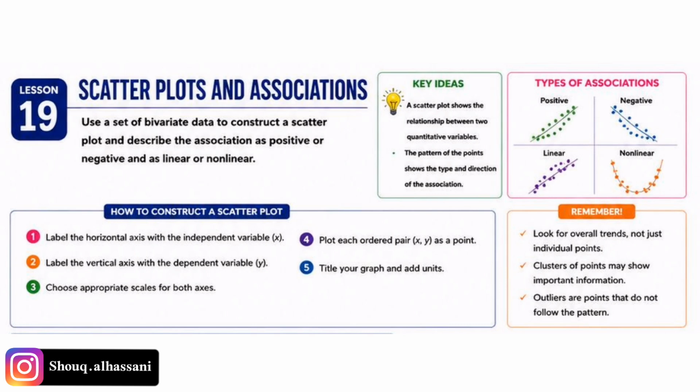Now we look at the pattern. If the points go up, it is positive. If the points go down, it is negative. If they make a straight line, it is linear. If they are curved, it is nonlinear. Sometimes there are strange points that do not fit. We call them outliers. Scatter plots help us see data clearly.